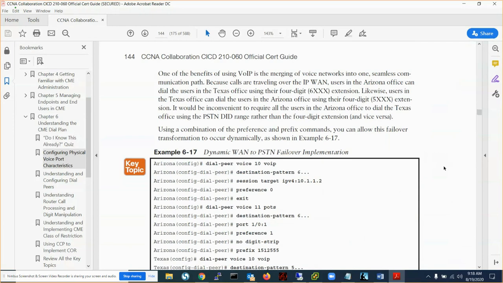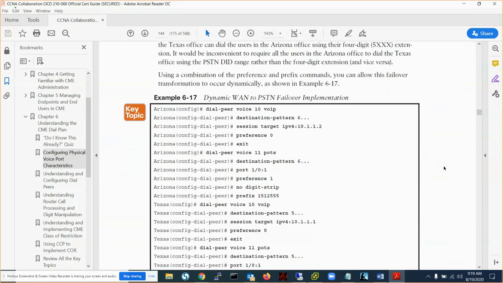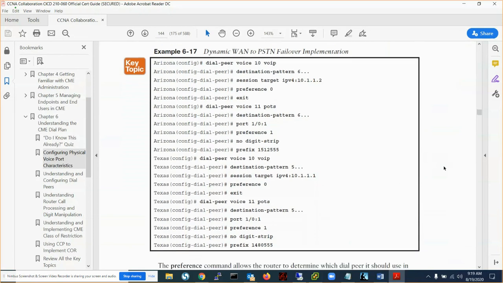The users from Texas to Arizona will call a 5xxx extension, right? It would be inconvenient to require all users in the Arizona office to dial the full Texas number rather than the four digits, right? It will be inconvenient. So the company wants a PSTN failover configuration.